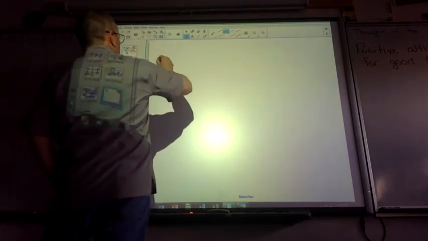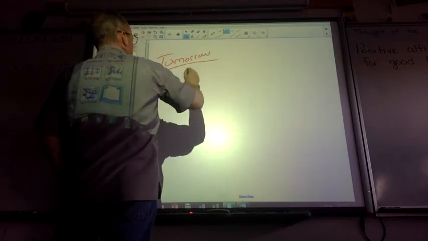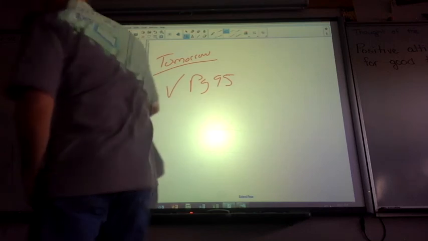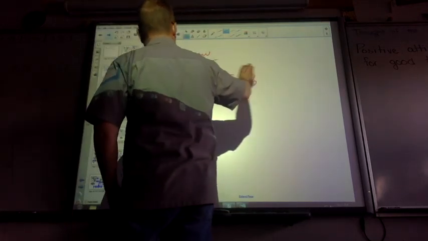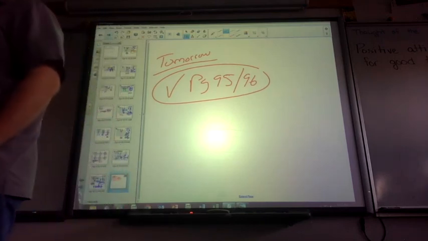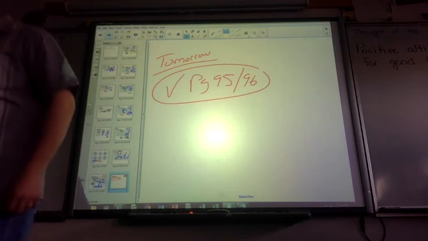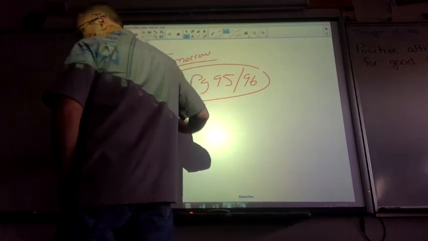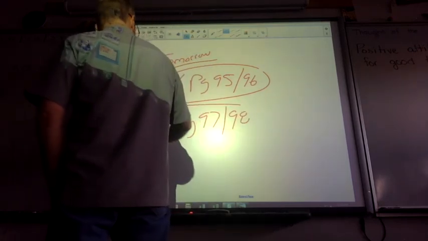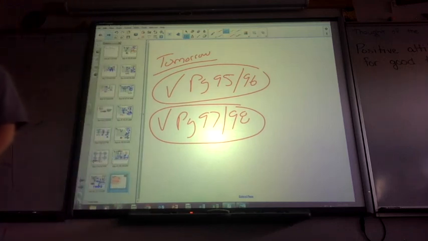So tomorrow, which is Thursday, I'm going to check off page 95 and 96. This would have been what I assigned y'all last night. Okay, but we didn't have time really to go through it. I will check that tomorrow. And then I will also be checking off page 97 and 98. That's the new stuff. So both of those pages will be checked off and collected for tomorrow.